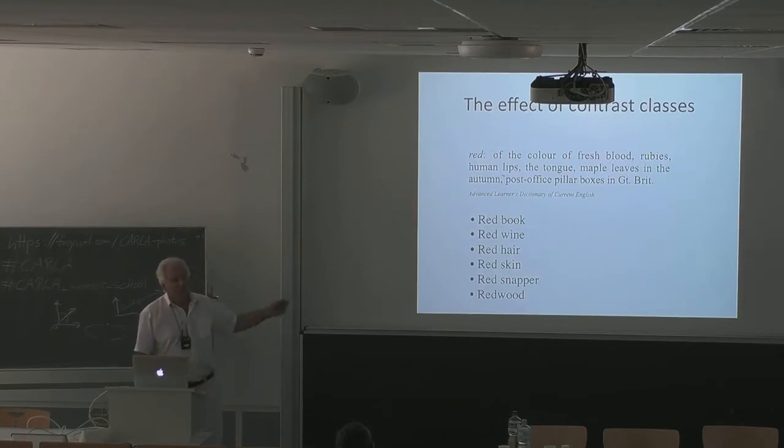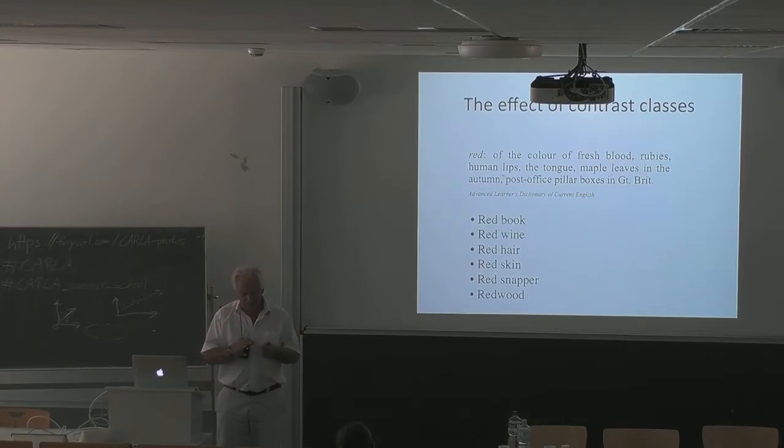But we still use red in all these cases, and some of them are quite productive. With red wine, you have white wine, yellow wine, and, well, the Portuguese have green wine, but that's a different story. You have lots of colors of hair, and you have lots of colors of skin. So I will take the skin example because you can talk about white skin, black skin, red skin, yellow skin, what else, brown, and so on.